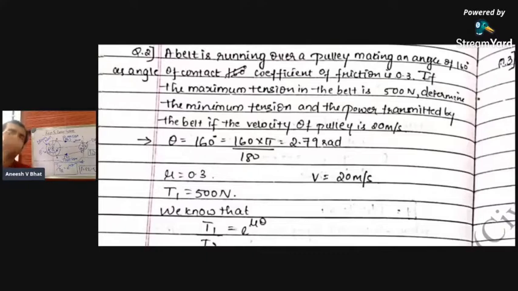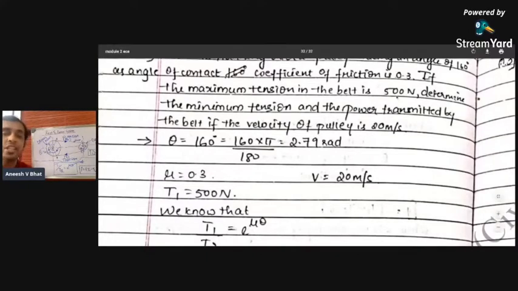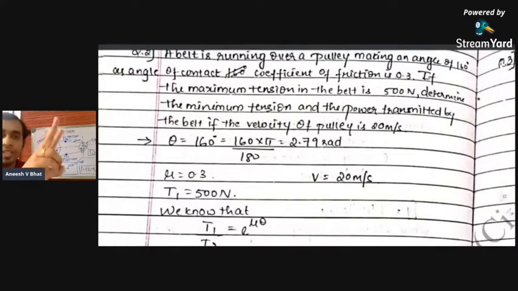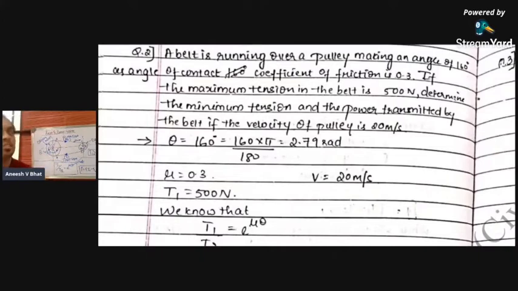Now, here the maximum tension is mentioned as 500 newtons. So there are two tensions here, tension along the tight side and tension along the slack side. T1 will always be the tension along the tight side, and T2 will always be the tension along the slack side. So T1 will always be greater than T2. Tension along the tight side will always be maximum, and tension along the slack side will always be minimum. So T1 will always be maximum and T2 will always be minimum.